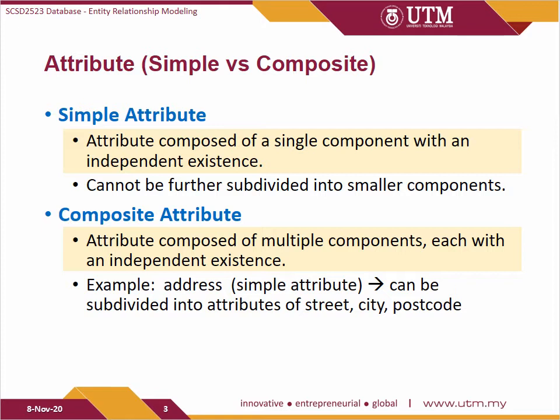Composite attribute is an attribute composed of multiple components, each with an independent existence. Some attributes can be further divided to yield smaller components. For example, address can be divided into street, city, and postcode.